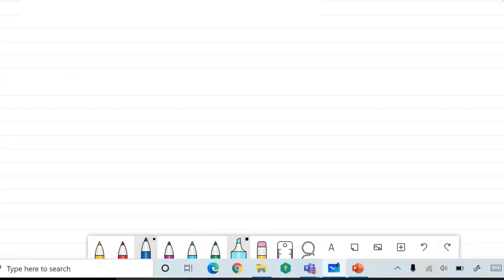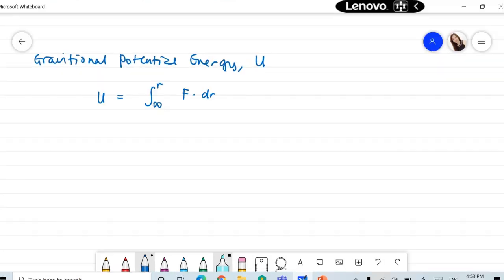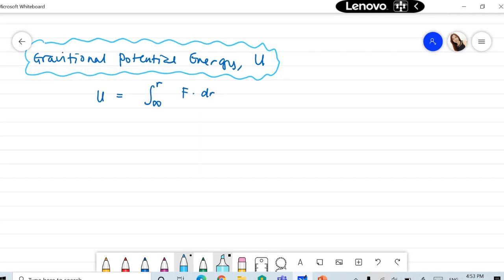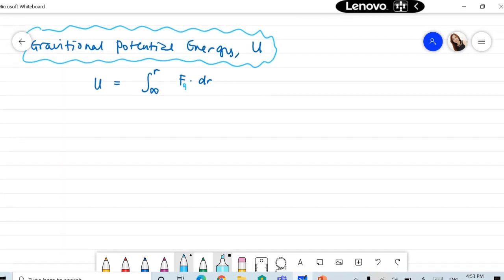Gravitational potential energy. Potential energy, so it's the energy. We use a capital letter U to represent it. The definition of the gravitational potential energy is the work done to bring an object from infinity to a distance of r. Work means F dot displacement. So this force here means the gravitational force, right? This is the work done by the gravitational force. So to be more accurate, I put a subscript of G below it.